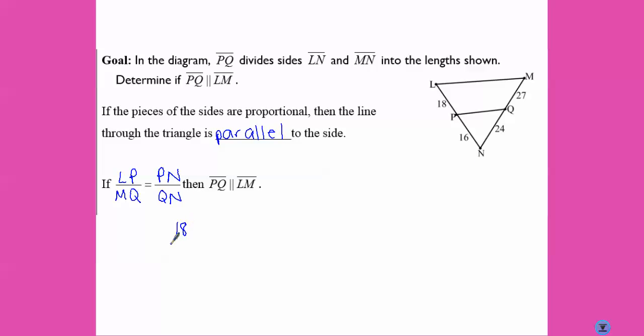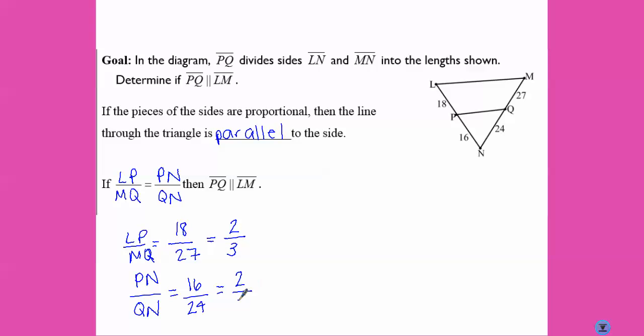LP is 18 over MQ, which is 27, and that simplifies to 2 over 3. For PN over QN, we have 16 over 24, which also simplifies to 2 over 3. So yes, PQ is parallel to LM because these simplified to the same number.